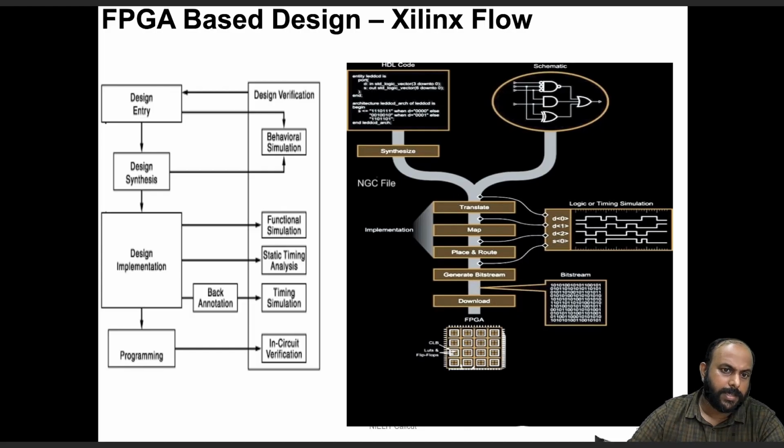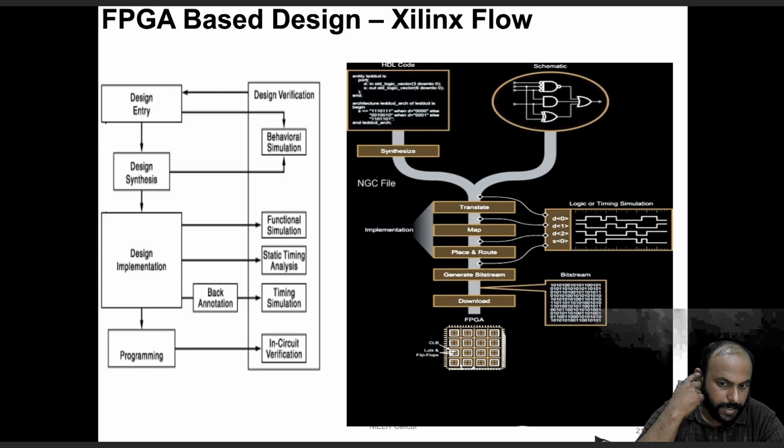This design is subjected to verification called behavioral simulation, and then to the process called design synthesis. After design synthesis, you will get certain file formats which are again subjected to behavioral simulations. Once the synthesis is proven to be correct, it is given to the next step called implementation. Implementation involves a lot of sub-steps like design translation, design mapping, design place and route. Then comes a step called bit stream generation.